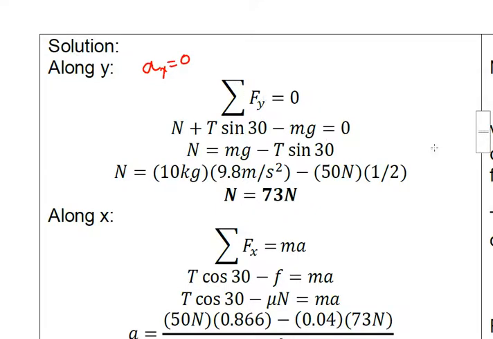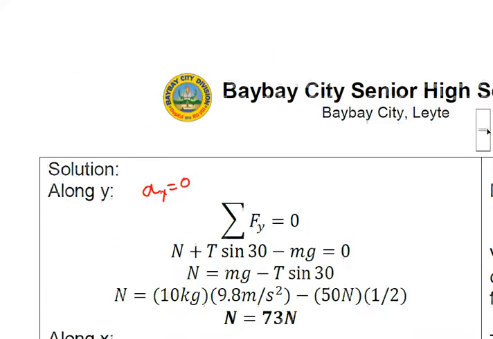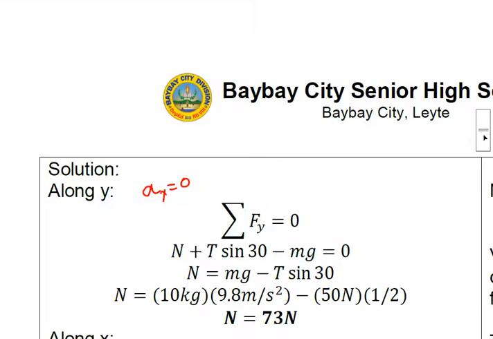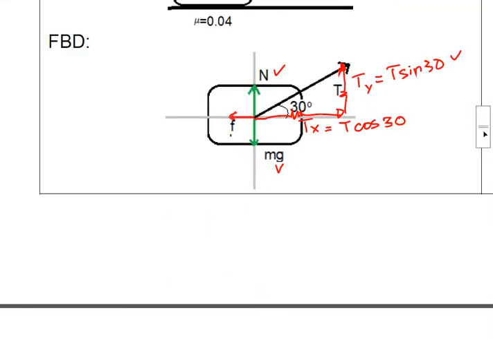So what are the forces along y? If you go back to the figure, we have here the normal force, this t sub y, that is t sine 30, and of course the gravitational force. Then you plug that one in. Along x, we have only the frictional force and of course the t sub x.